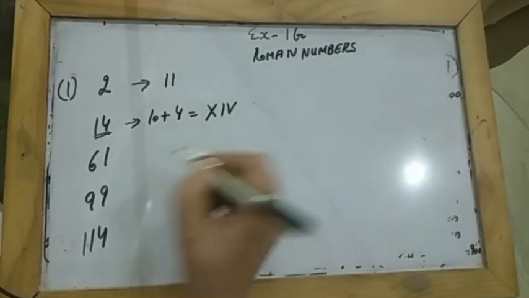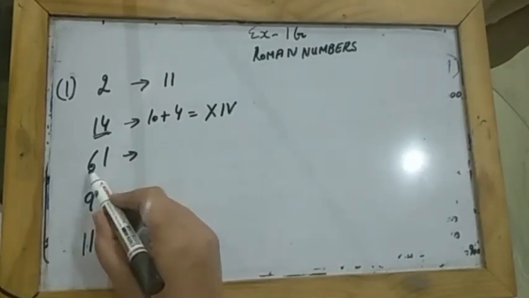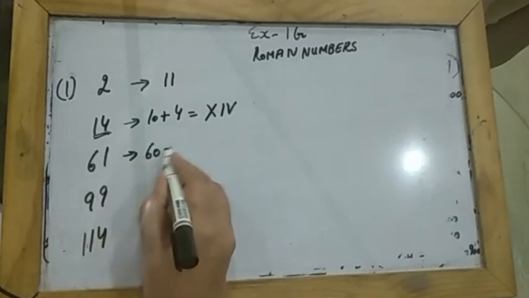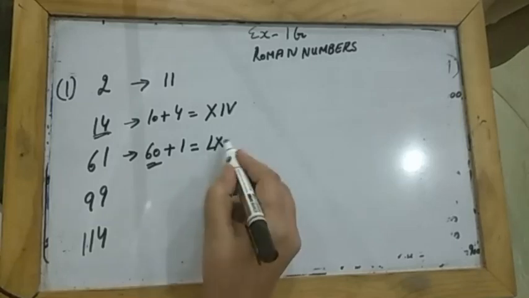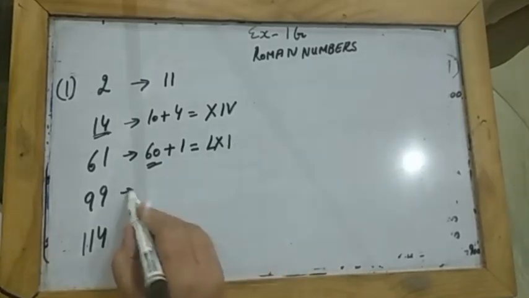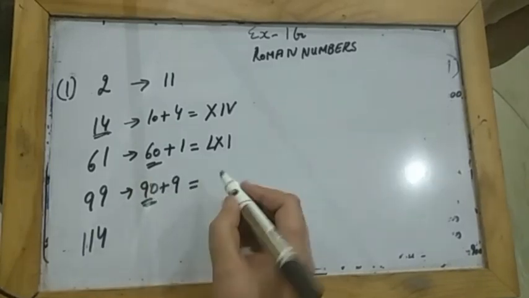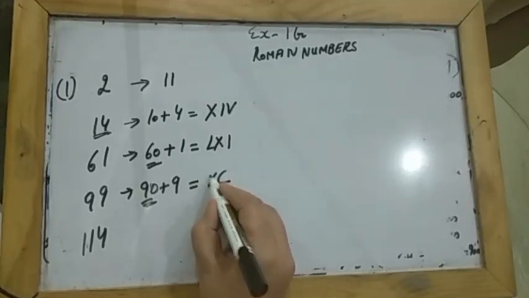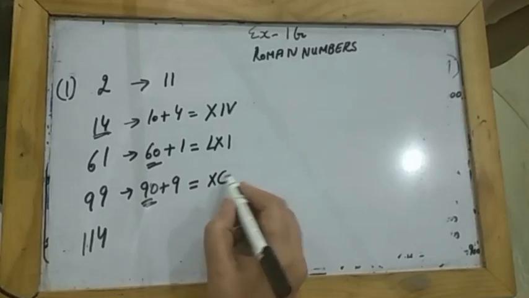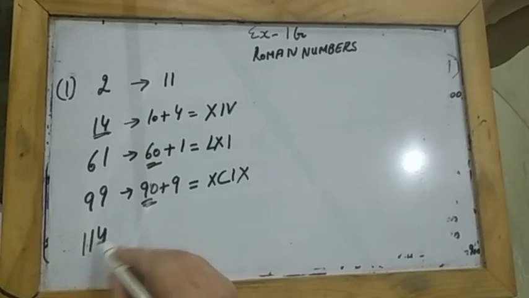So this becomes 14. How do you write 61? You can split the numbers according to their place. So 6 tens become 60 plus 1. So how do you write 60? 50 and 10 is 60, and 1. And 99 means 90 plus 9. And how do you write 90? What is the symbol of 90? At the back of 100, if you write X, it becomes 90. And how do you write 9? So this is 99.